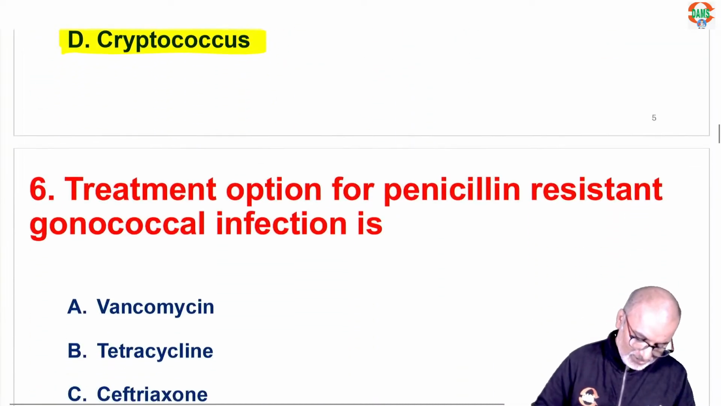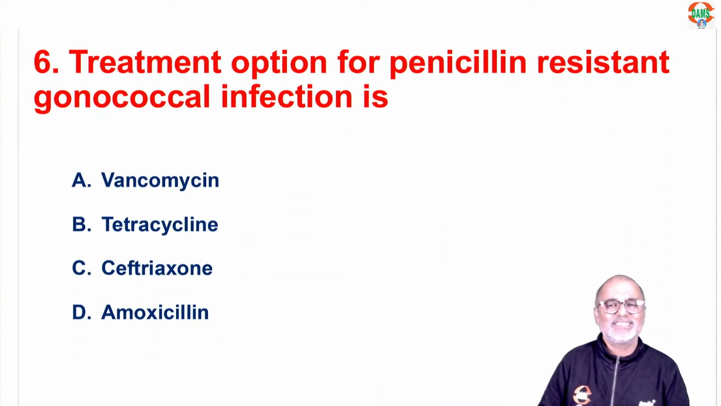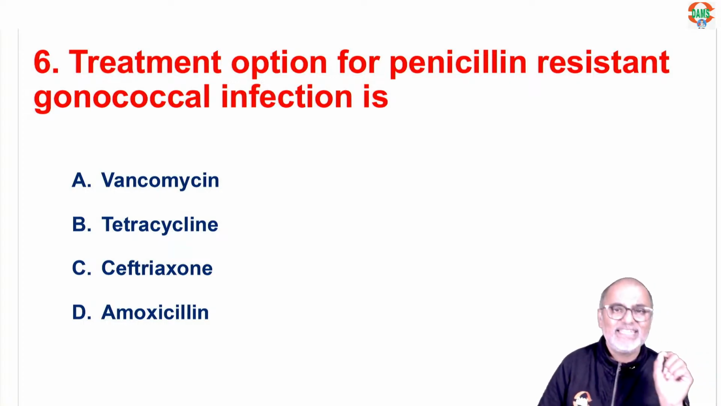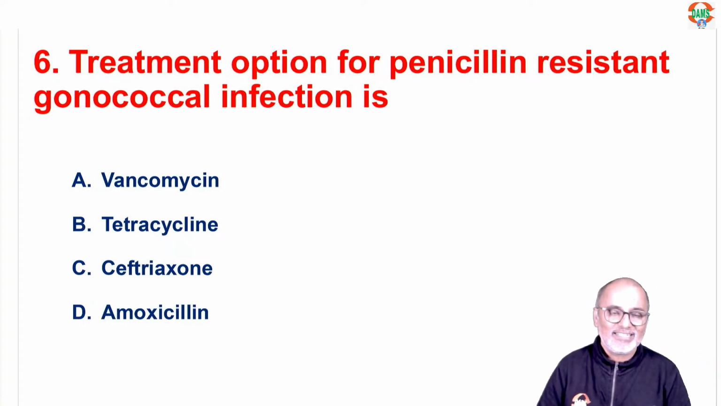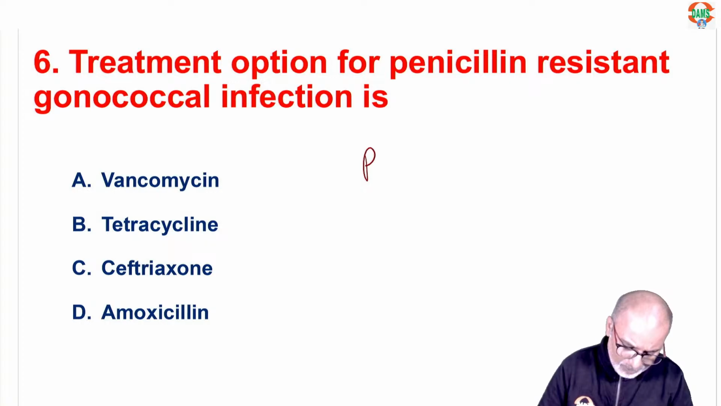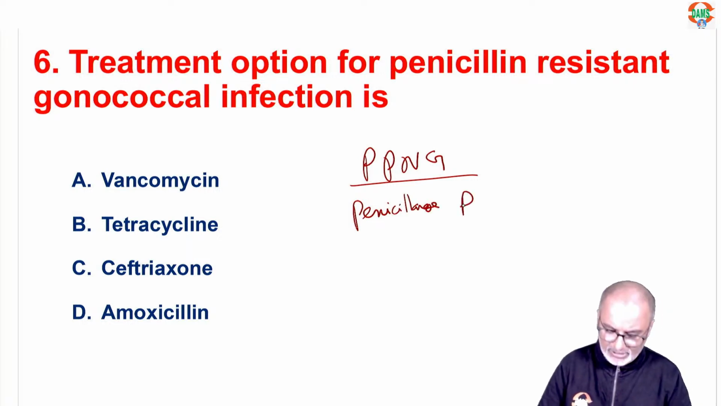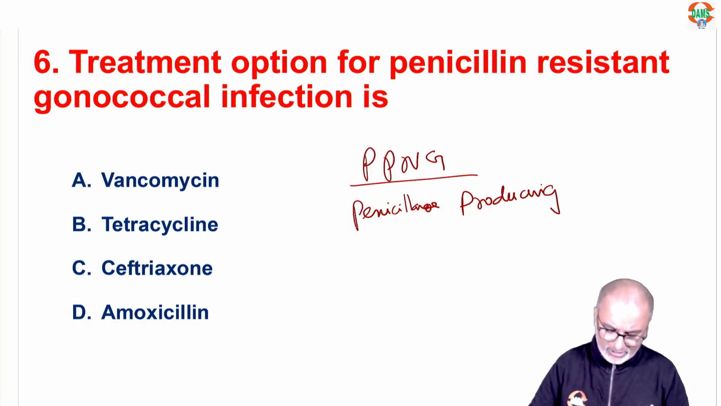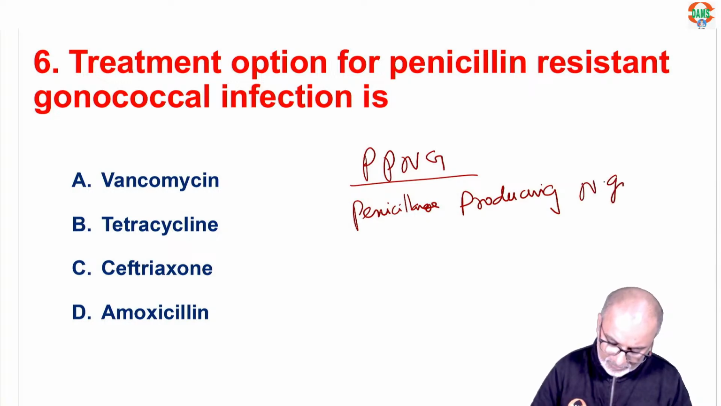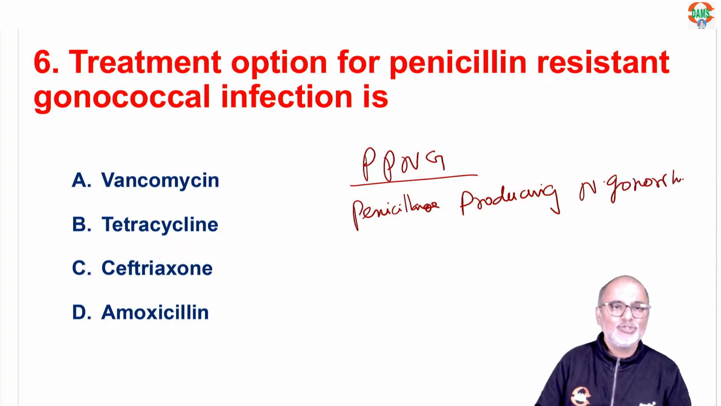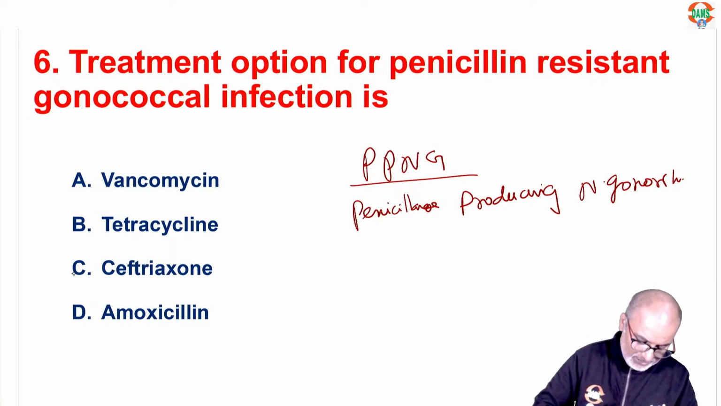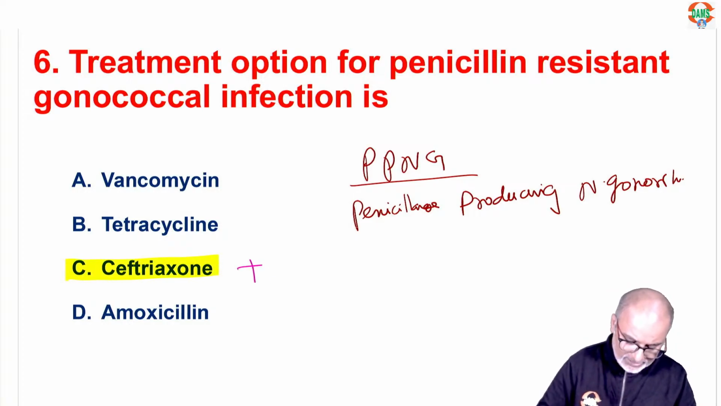Next is treatment option for penicillin resistant gonococcal infection. Nowadays 80% of the Neisseria, including meningococci and gonococci, are resistant to penicillin. Gonococci we call PPNG. What is PPNG? Penicillinase producing Neisseria gonorrhoeae. Usually the treatment is ceftriaxone and we should give azithromycin as syndromic management.